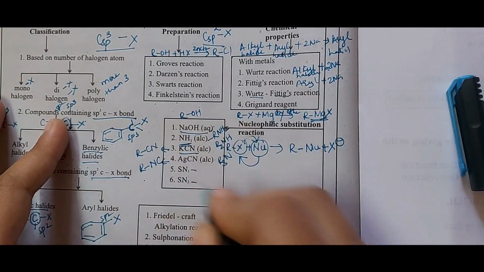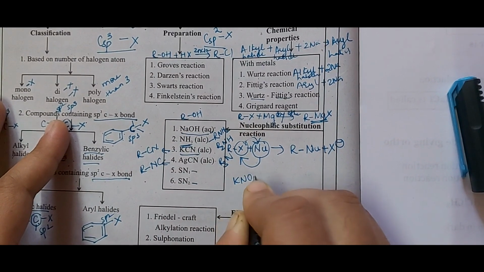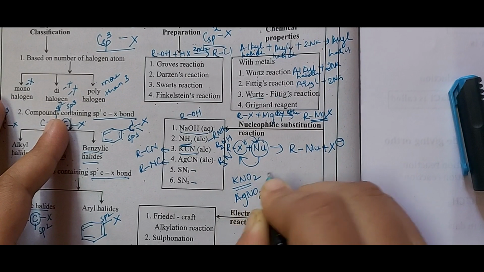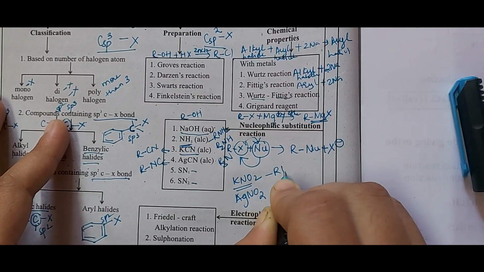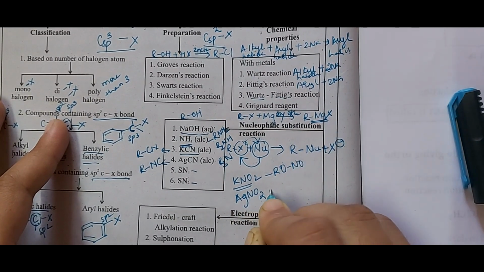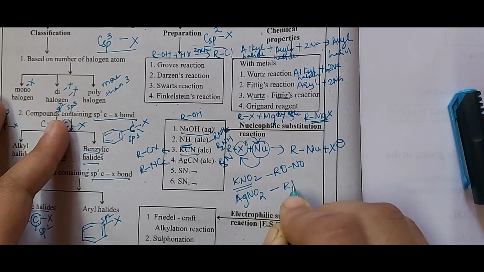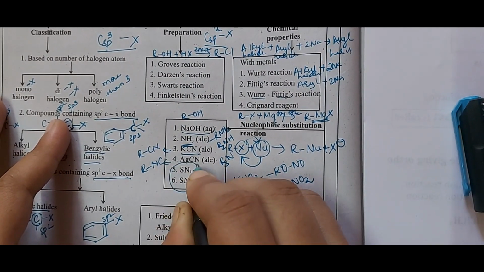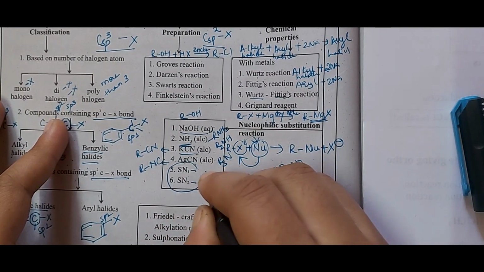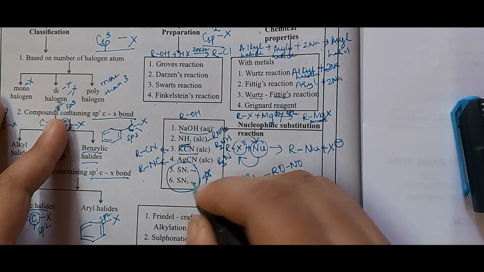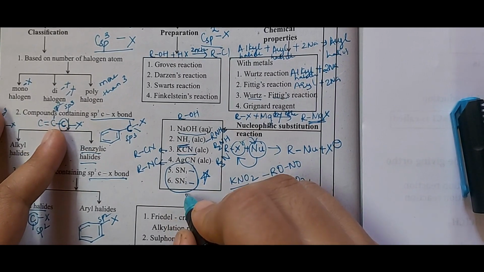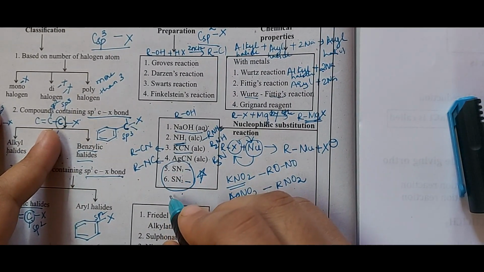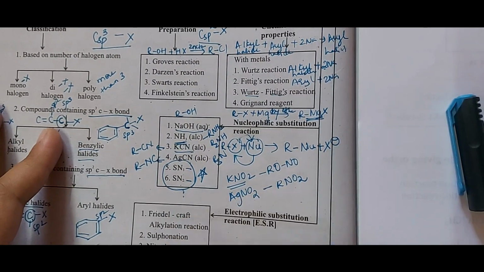Similar to KCN and AgCN, the reactions of KNO2 and AgNO2 are also important. With KNO2, it will give you RONO, as bonding occurs through oxygen, and in the case of AgNO2, it is through nitrogen, giving RNO2. Next, we'll discuss SN1 and SN2 in detail as they are very important for your theory exams, where theoretical questions like mechanisms can be asked. So we'll go through the SN1 mechanism and the SN2 mechanism.